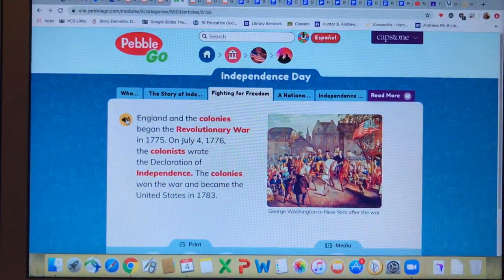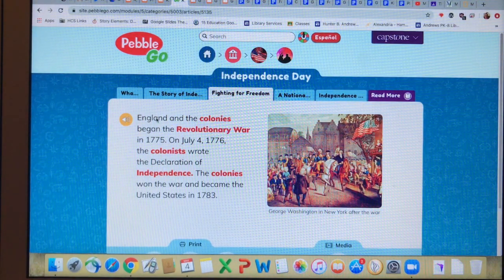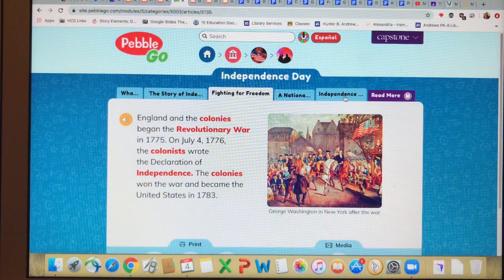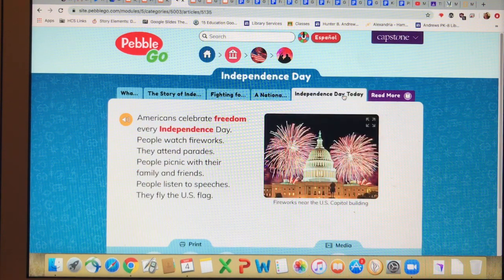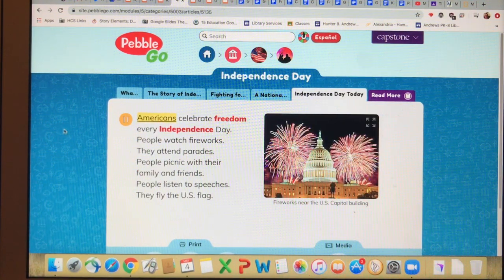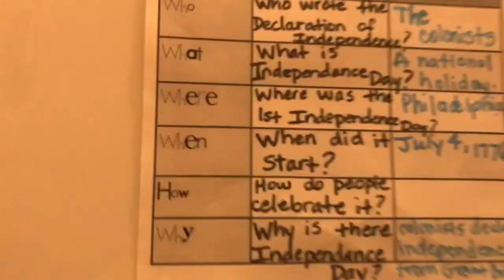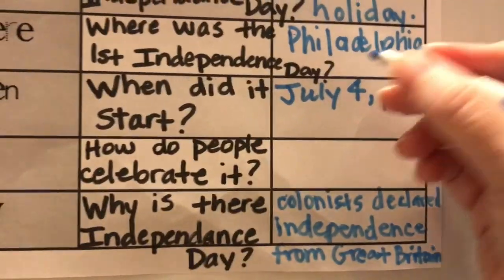Okay, now let's see. It did tell us how they celebrated a long time ago, but let's see how we celebrate nowadays. Independence Day today. Americans celebrate freedom every Independence Day. People watch fireworks. They attend parades. People picnic with their family and friends. People listen to speeches. They fly the U.S. flag. Okay, so we can answer, how do people celebrate it?